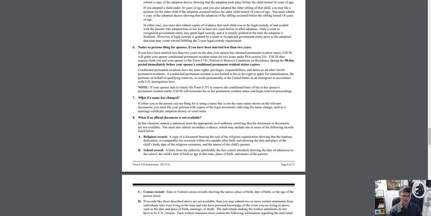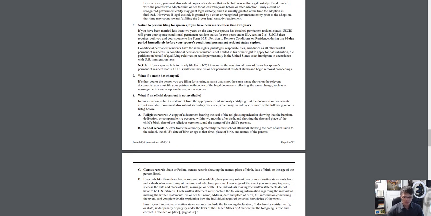Now, what if a name has changed? If there was a name change, in case of marriage, you never know, or as a naturalization happens, if either you or the person you're filing for is using a name that is not the same name shown on the relevant document, you must file your petition with copies of the legal documents reflecting the name change, which would be a court document showing the name change, and obviously a few other documents like driver's license with the new name, passport with the new name, and naturalization certificate with new name and stuff like that.